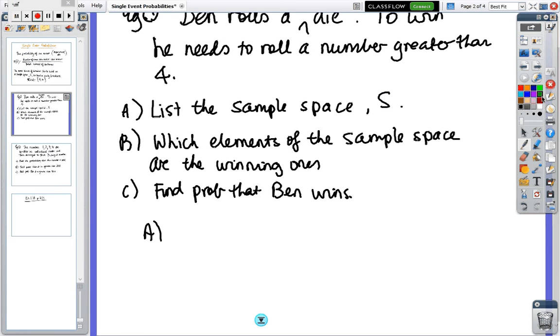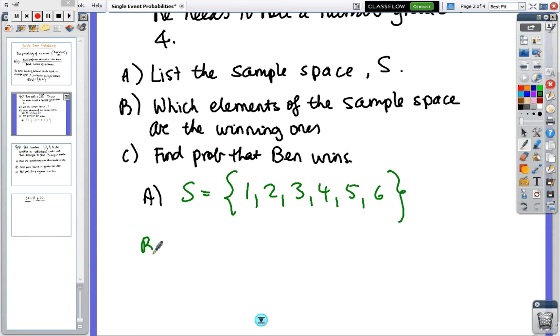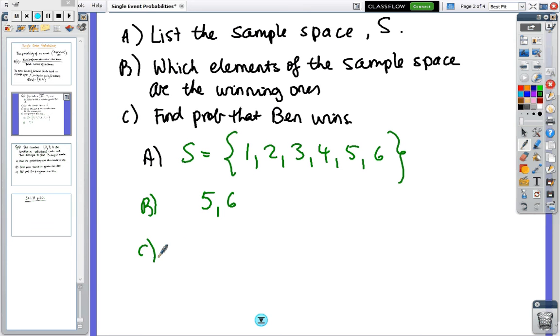Okay, so A, sample space. The numbers are 1, 2, 3, 4, 5, 6. So that's the sample space. B, the winning numbers were greater than 4. So 5 and 6 are the winning numbers. And the probability of getting a 5 or a 6: there are 2 numbers that are winners out of 6. So that is a 1/3 chance of winning. So the probability of 5 or 6, there are 2 of them, and there are 6 possible numbers, so the answer is a third. Okay, so that's pretty straightforward.